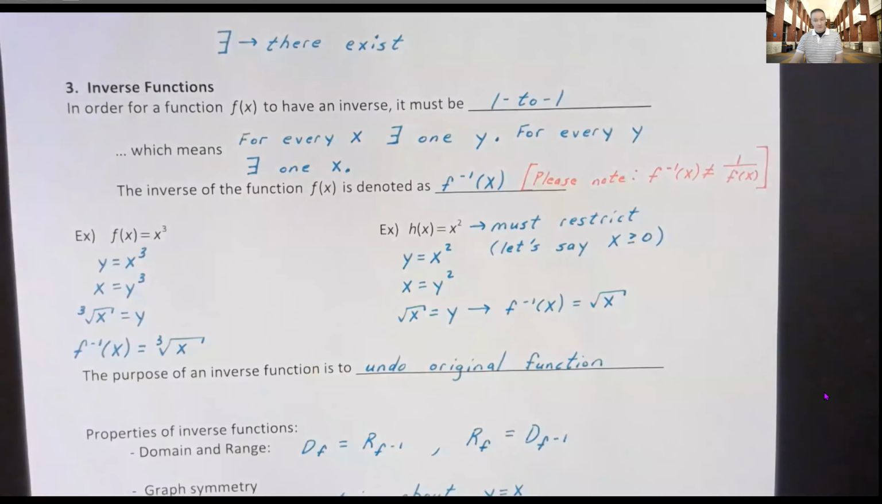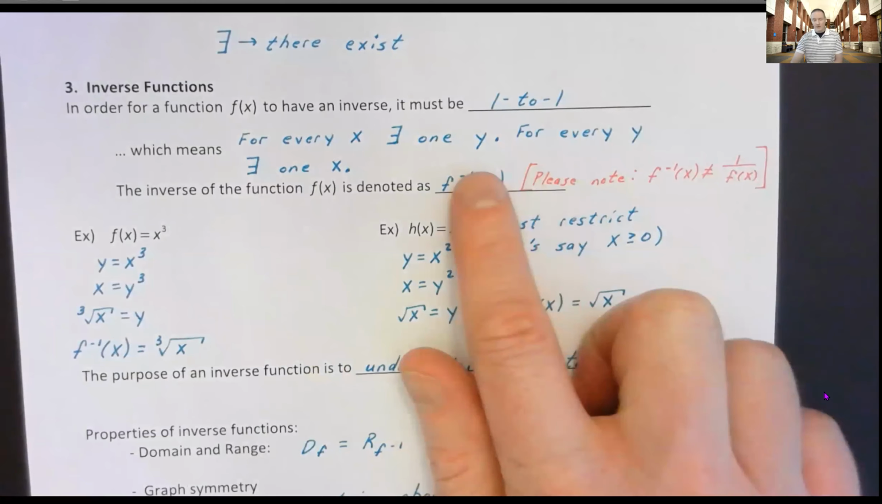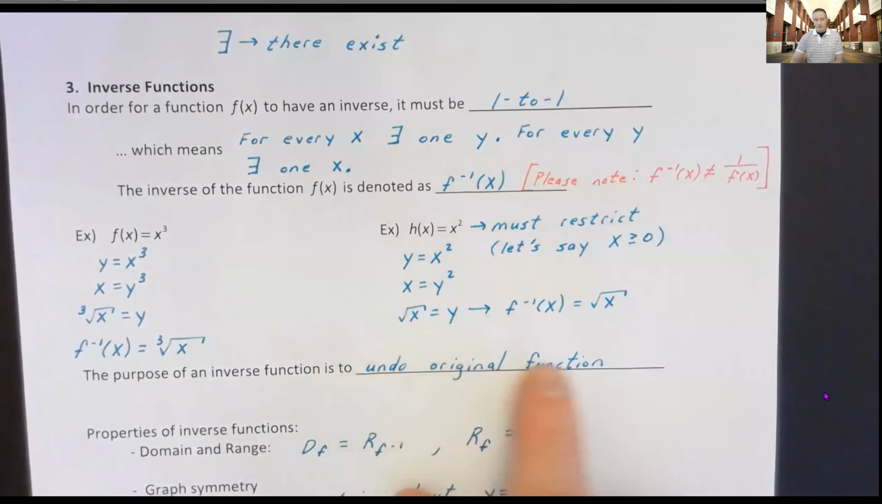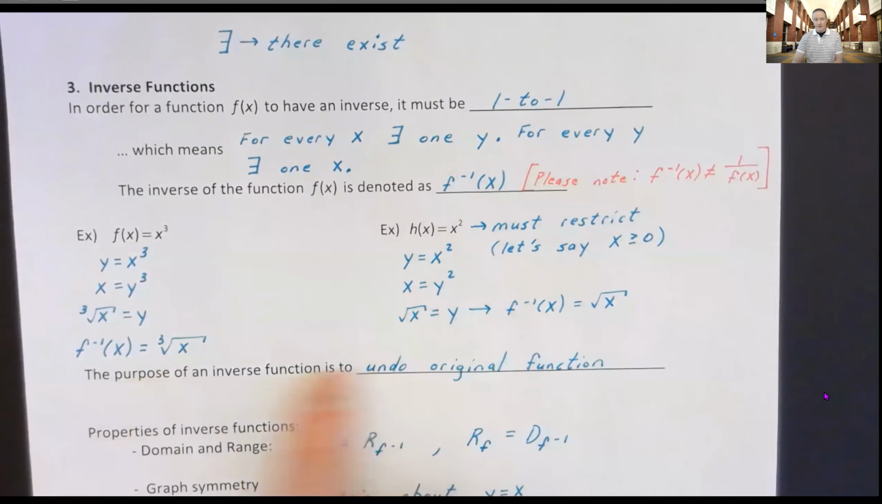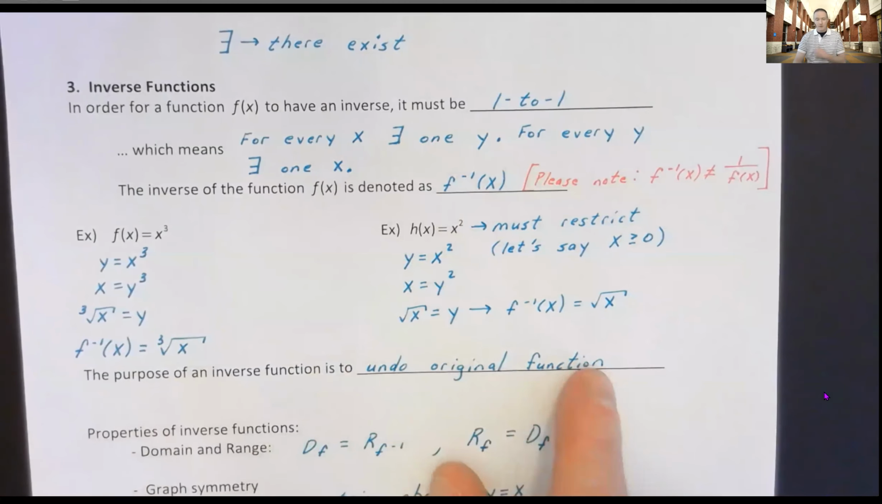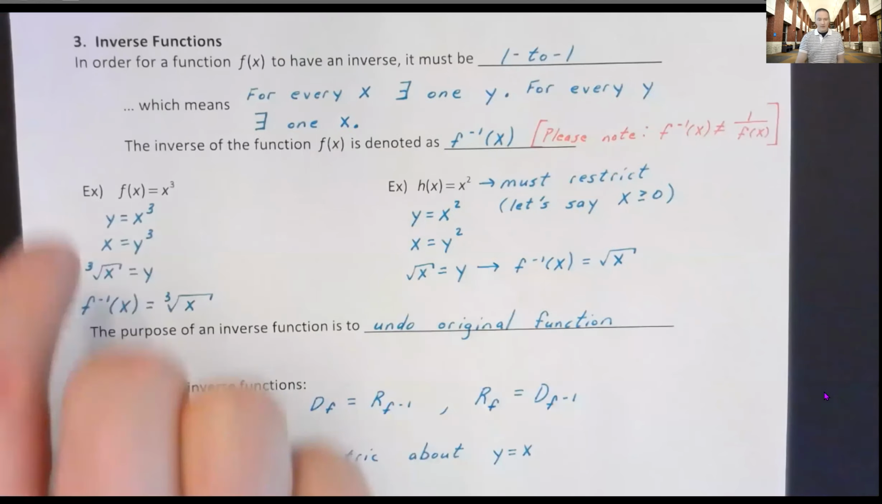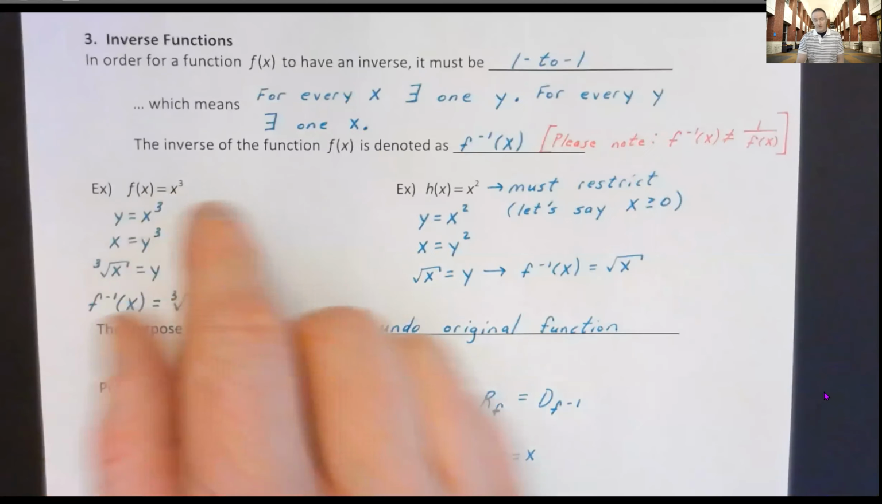Now, the inverse of a function isn't simply dividing by that function, because the goal of an inverse is to undo the original function. That's what I said down here. The purpose of an inverse function is to undo an original function. Now, let's go ahead and talk about two obvious inverses here.